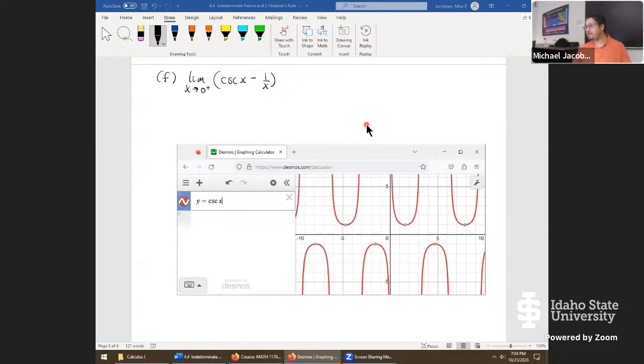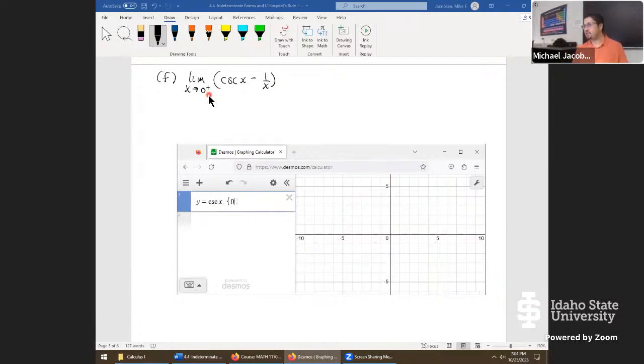And here's what it looks like. Y equals cosecant x. Now, that's a crazy graph, but we only need a certain part of it because we're heading to 0 from the right. So we should restrict our domain on this. Let's just say 0 less than x, and let's go less than 1, or maybe pi or something like that. We don't need the entire graph. So this is what it looks like.